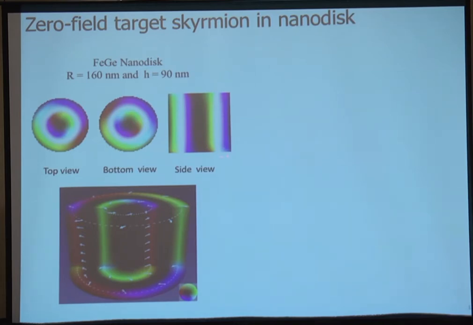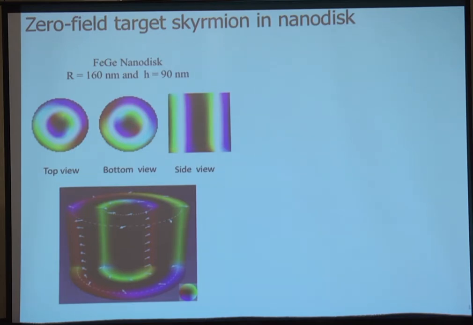So this is the result. This is the upper surface, and the color wheel stands for in-plane magnetization, and it truly rotates. This is the bottom view, and this is the side view. So along the disk, this target skyrmion is truly stacked, but there is some surface twist at the two surfaces.